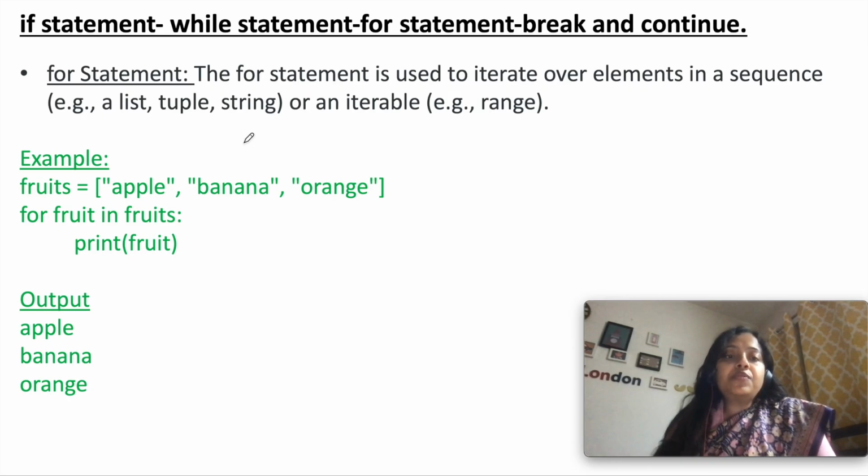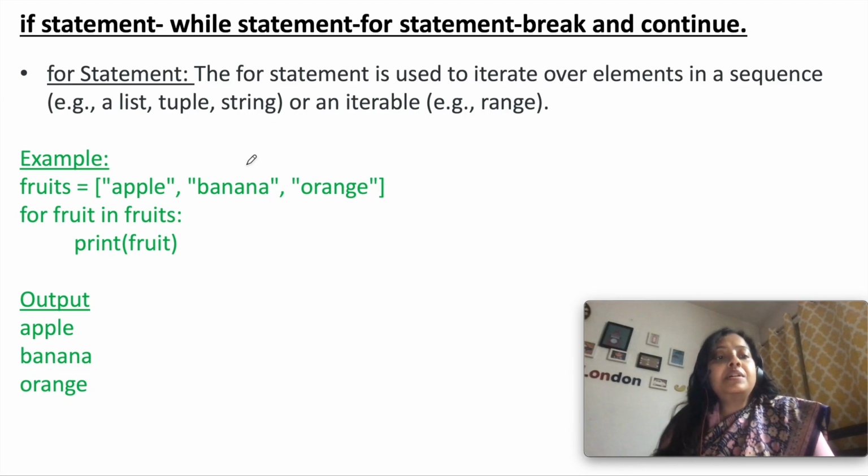Next we come to the for statement or the for loop. The for statement is used to iterate over elements in a sequence. Like it can be a list, a tuple, a string, or an iterable like a range. So first we have a list of items like apple, banana, orange. The name of the list is fruits. It is actually similar to an array here.